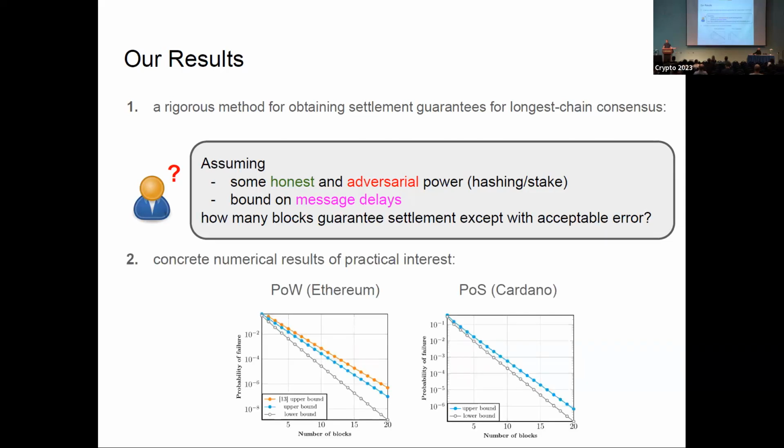And beyond that, to illustrate the practicality of the bounds, we put them to work to obtain some concrete numerical results of practical interest, both for proof of work and proof of stake. So this is what we do, and now I will try to illustrate how we do it. For most of the time, I will talk about the proof of work case, because that one is easier. Only towards the end of my talk, I will sketch the differences to the proof of stake setting.